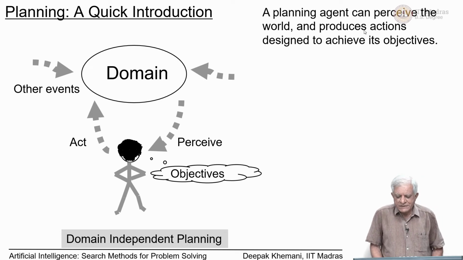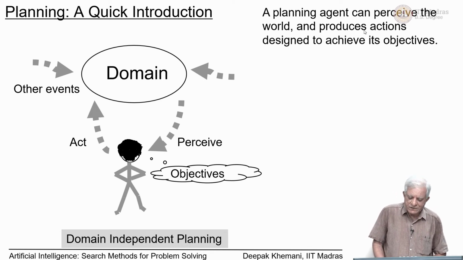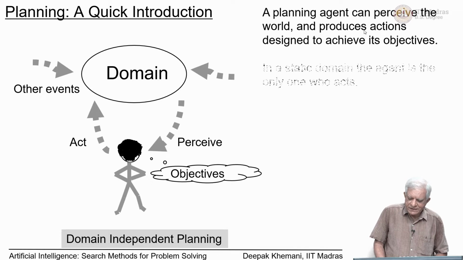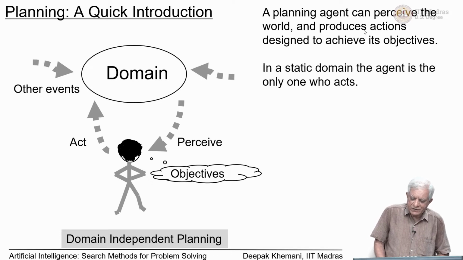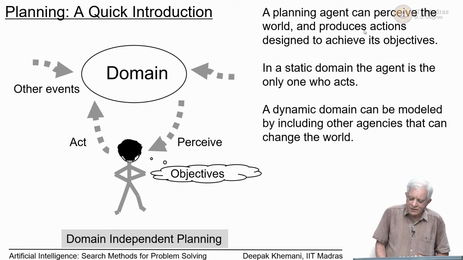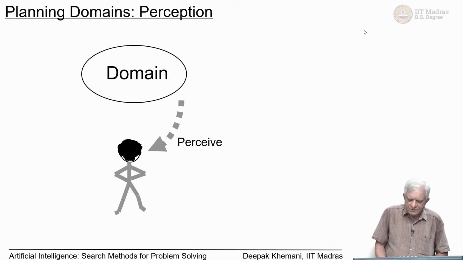So, a planning agent can perceive the world and produce actions designed to achieve its objectives. You are assuming that the planning agent has some objectives, it can see what is happening in the world and then produce the actions that are required to achieve its objectives. In a static domain the agent is the only one who acts and so far we have been looking at static domains only, except when we looked at games. A dynamic domain can be modeled by including other agencies that can change the world. So, let us look at each of these in a little bit more detail.